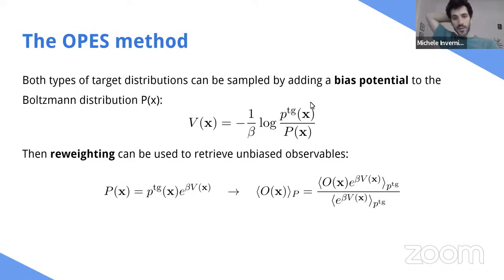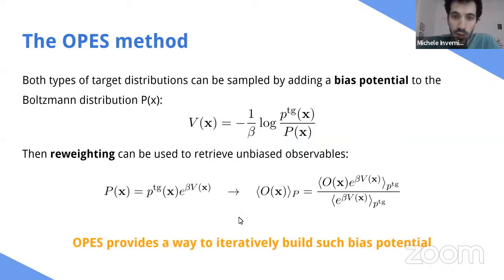So what is the problem with this? That typically you don't have access to this target distribution, it is unknown, so you cannot explicitly write this bias potential. So you need a way to optimize for it. OPES is a method that provides you a way to iteratively build such a bias potential.